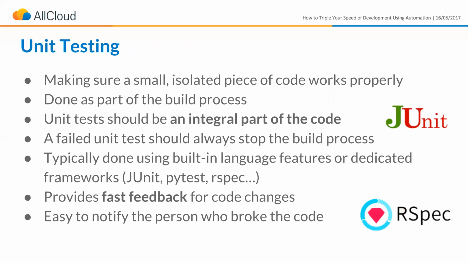Typically, unit testing is done using built-in language features or dedicated frameworks. So there is JUnit for Java, there is PyTest for Python, RSpec for Ruby. These are just a few examples. And again, the main advantage of using unit tests is the developer gets a very fast feedback for code changes. So you don't need to wait for a heavy integration test or functional test to end before you know something went wrong. But of course, unit tests are not always as comprehensive as the other types of tests.